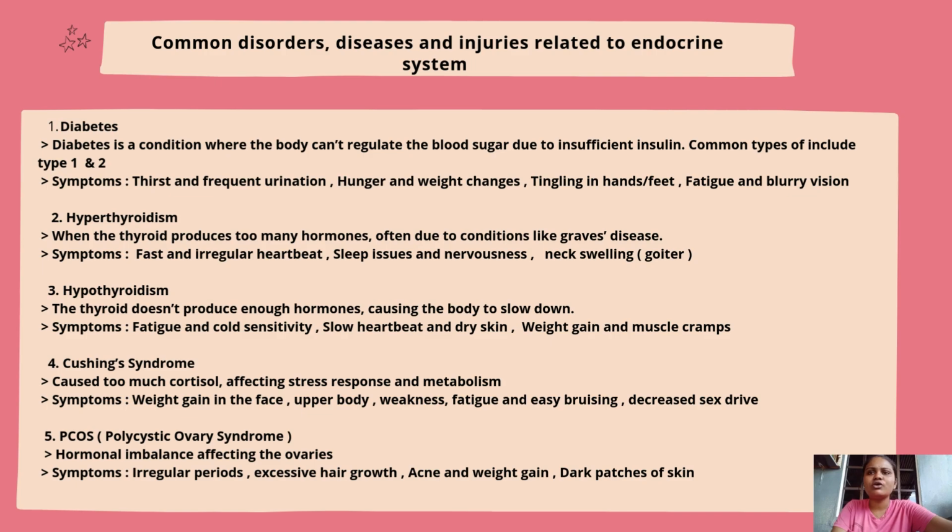Cushing syndrome causes too much cortisol, affecting stress response and metabolism. The symptoms are weight gain in the face and upper body, weakness, fatigue and easy bruising, decreased sex drive. Polycystic ovary syndrome. Hormonal imbalance affecting the ovaries. Symptoms are irregular periods, excessive hair growth, acne and weight gain, dark patches of skin.